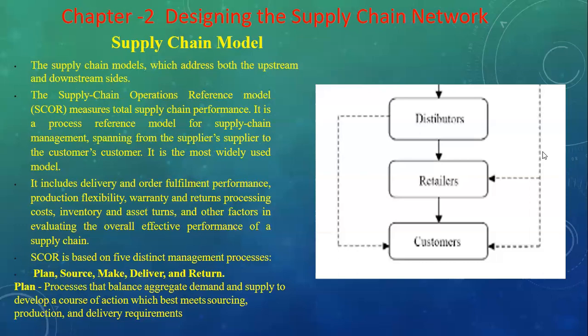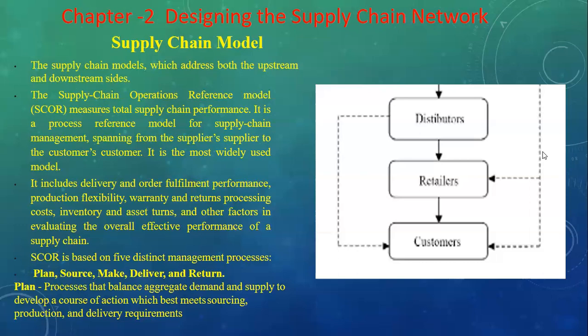SCOR is based on five distinct management processes: plan, source, make, deliver, and return. Make means production. Plan means starting with initial level planning. Source means procuring from the supplier. Deliver means delivering the goods, and return means the return process after delivering.